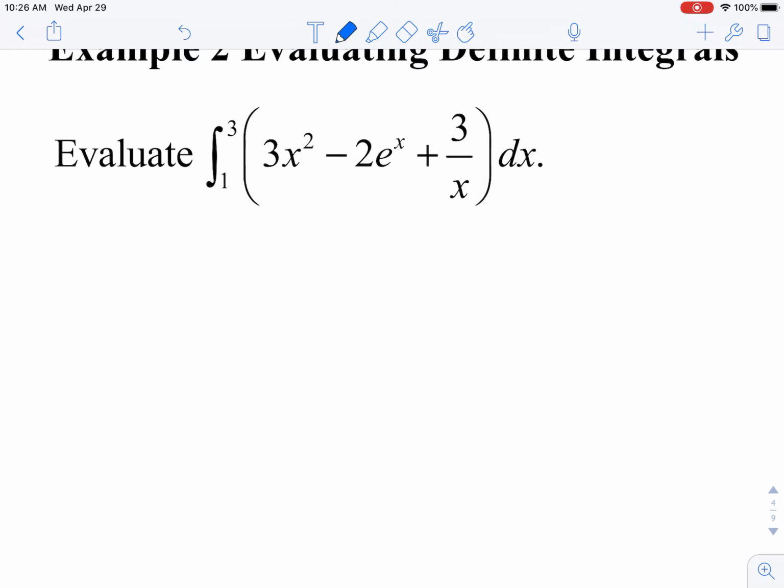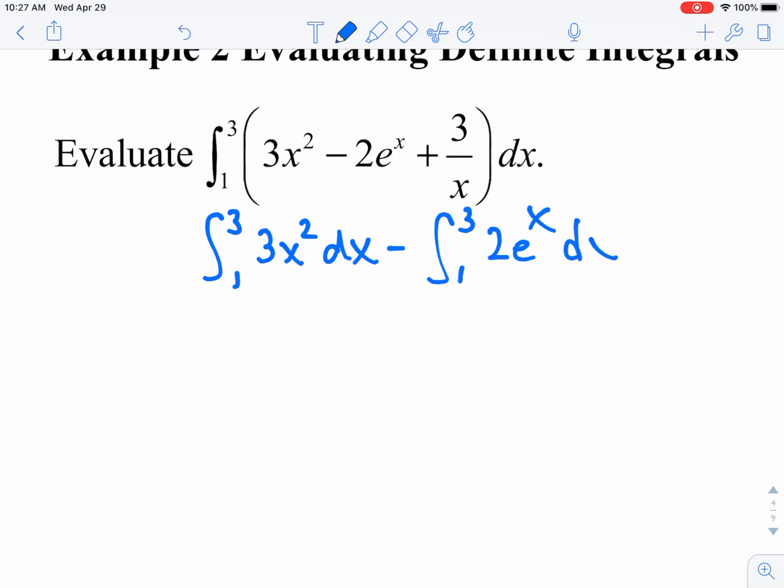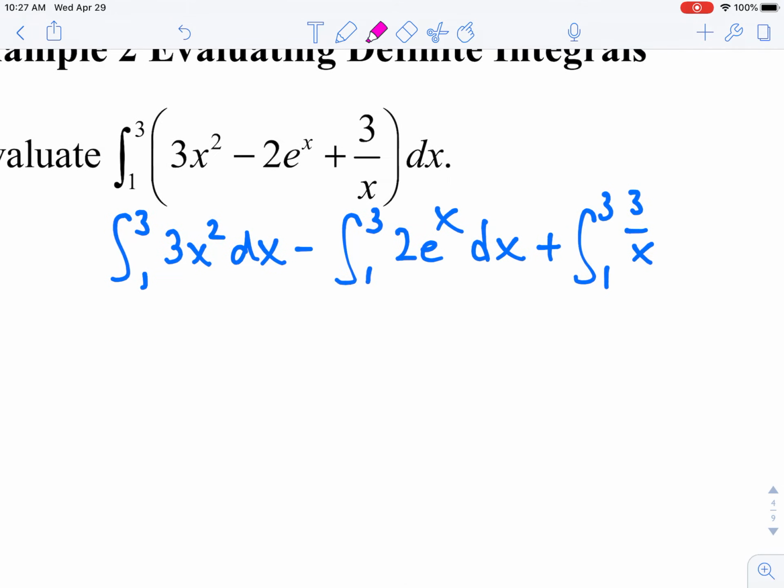So looking at our first example, remember your rules that you can split this polynomial into each term. So in essence, this would mean this. And then again, using your rules, you can pull those multipliers out.